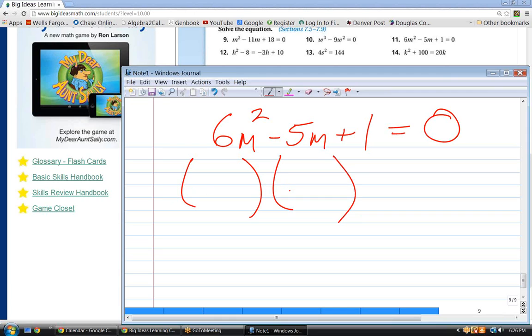What goes here and here? Need factors of 6m squared. So is it 6 and then m? That's a possibility. It could be that. But again, there's multiple factors of 6. What's another factor of 6? 3 and 2. Those are closer together. Let's try those first. Just because I've done enough of these that the answer usually lies in the factors that are close together.